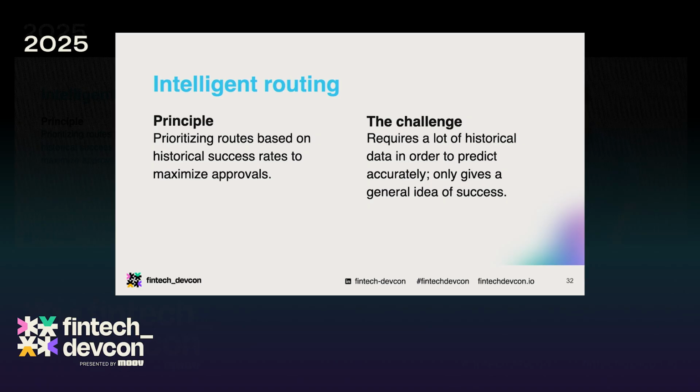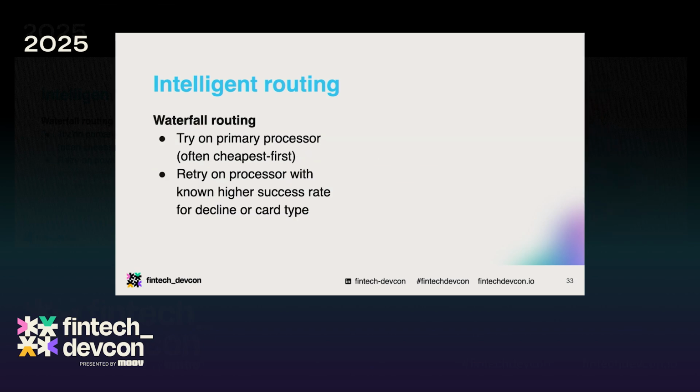The challenge here is we need a lot of historical data, and we only really get a general idea of success because of many, many factors, right? If we decide to only route over route A and never over route B, then our prediction is going to be maybe not that accurate. So a couple of ways we could go about establishing this information.